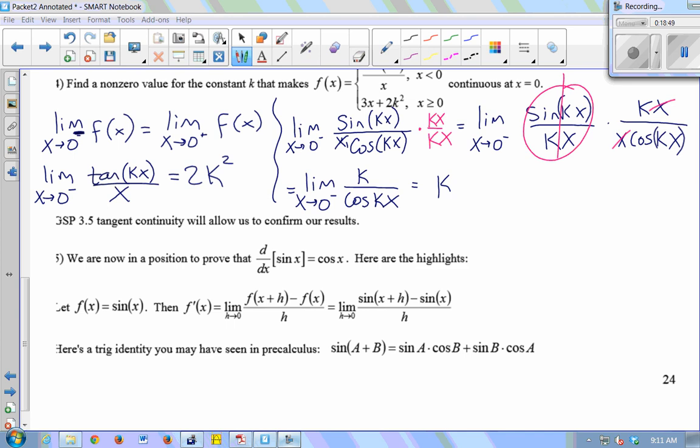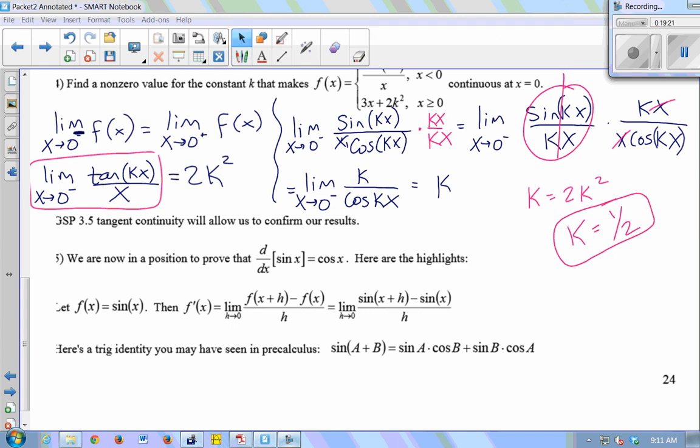And then go back to what I was trying to do. I've been working on this limit the whole time. I've just been simplifying this guy. I simplified it to k, right? It equals k. And I need that to equal 2k squared. I need to find a k that will make that equal to 2k squared. So I need to solve k equals 2k squared. And what do you come up with? K equals 1/2. So k equals 1/2 will make that function continuous.